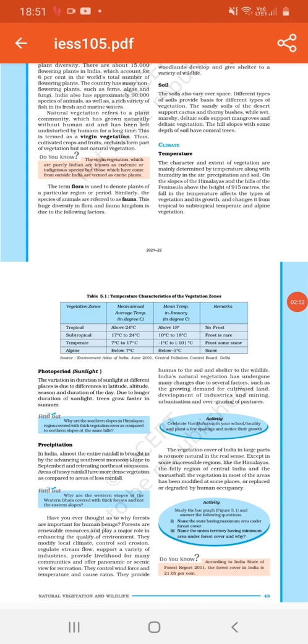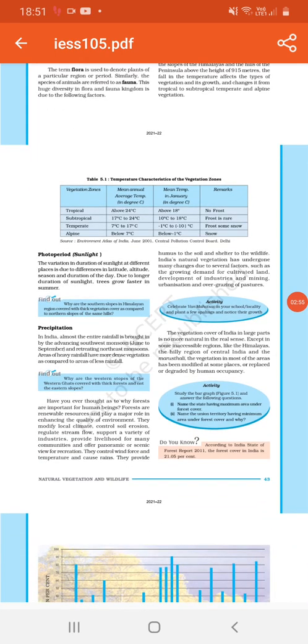Next is precipitation. In India, almost the entire rainfall is brought in by the advancing southwest monsoon, June to September, and the retreating northeast monsoon. Areas of heavy rainfall have more dense vegetation as compared to areas of less rainfall.